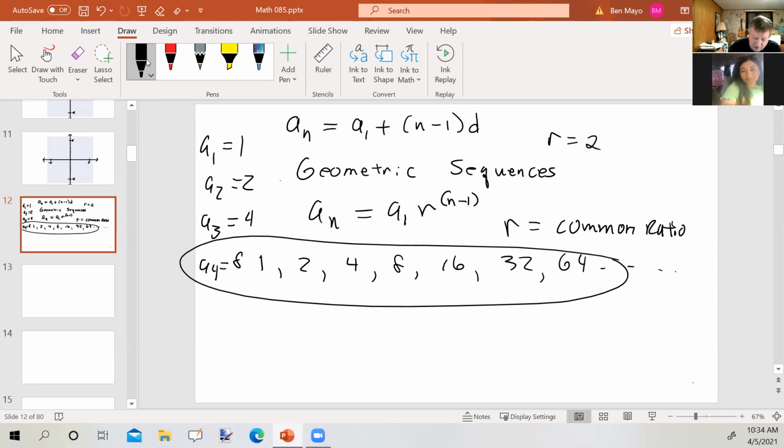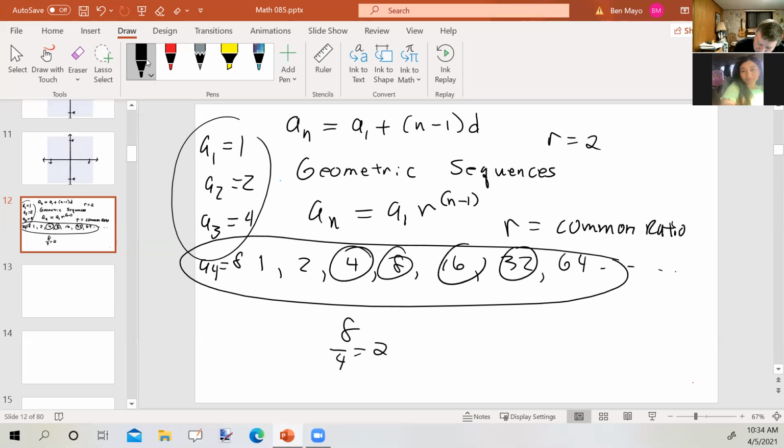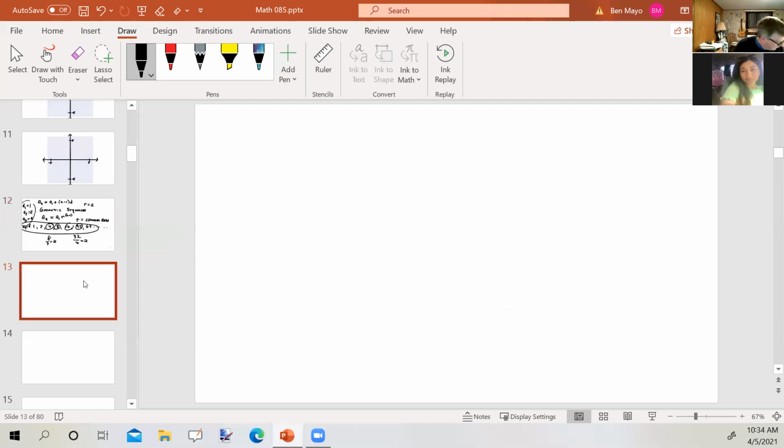Now, how do you find that just looking at the terms? You go backwards. If you take a term in the sequence divided by the previous term, you get the common ratio. All right, let's take a look at some examples of problems. This says, write the first 5 terms of each geometric sequence with the given properties, and then find the specified term.